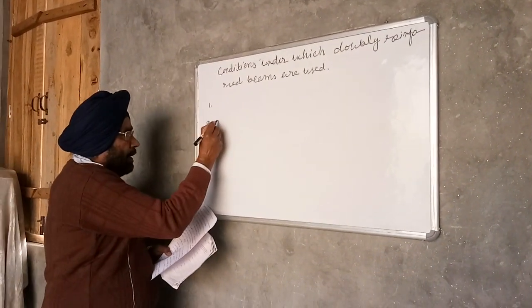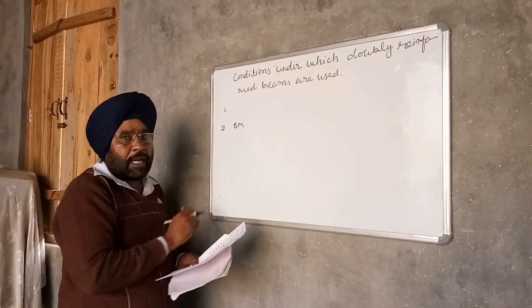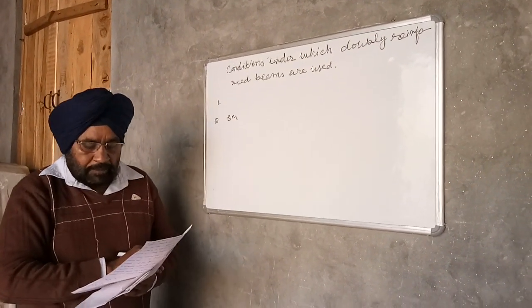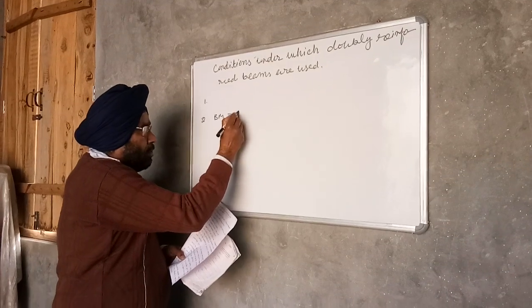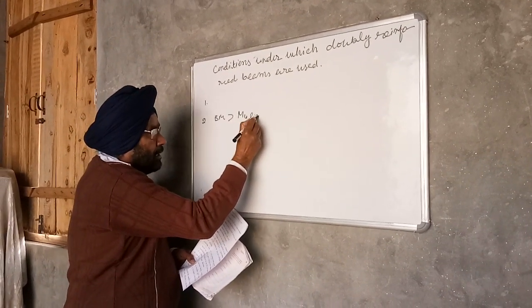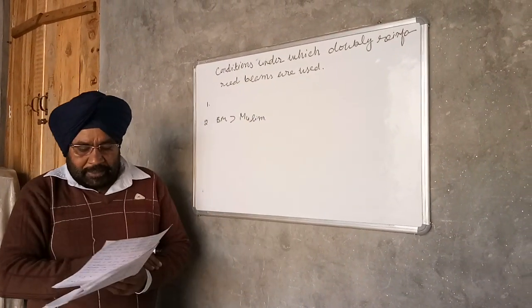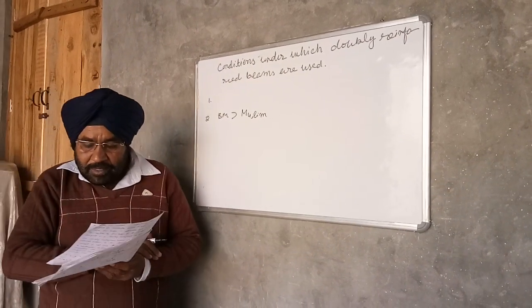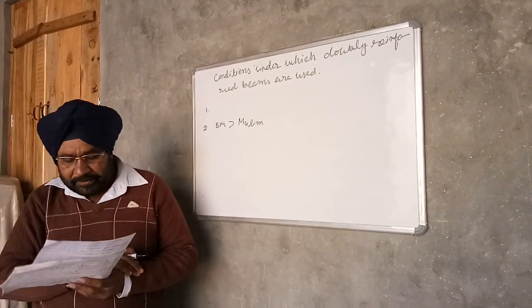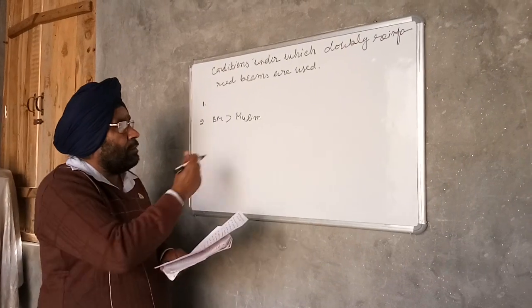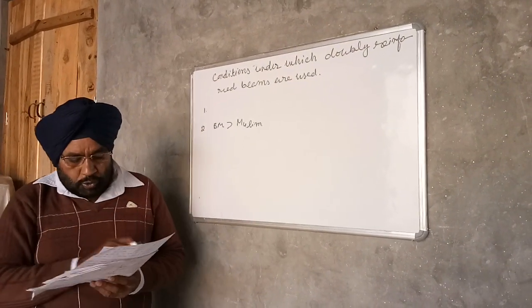Second, when the bending moment due to external loading is larger than the limiting value of the moment of resistance of a singly reinforced beam section and the size of the beam is restricted. In that case, doubly reinforced beam sections are used.